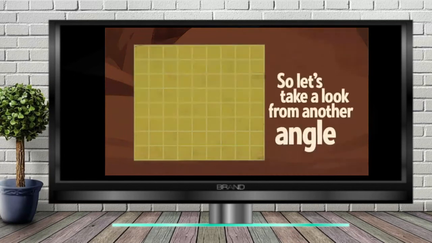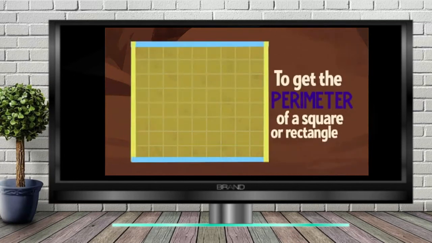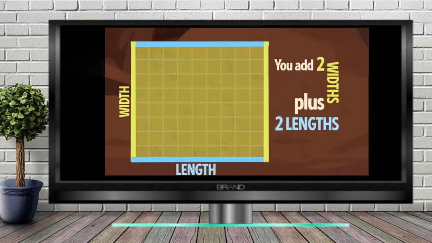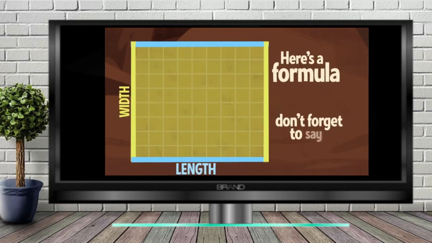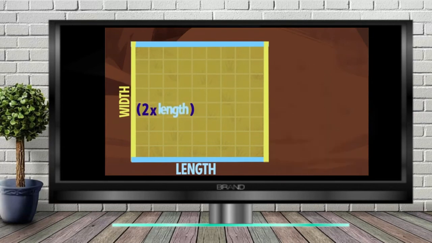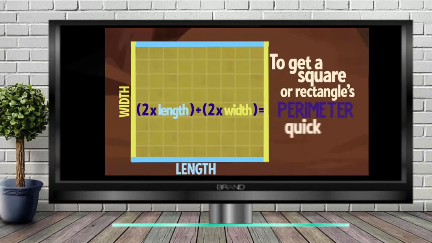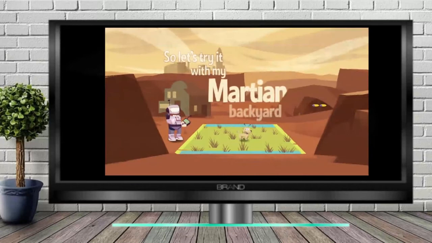So let's take a look from another angle. To get the perimeter of a square or rectangle, you add 2 widths plus 2 lengths. Here's a formula, don't forget to say thanks. 2 times length plus 2 times width to get a square or rectangle's perimeter quick. So let's try it with my Martian backyard. Come on, get ready, y'all.